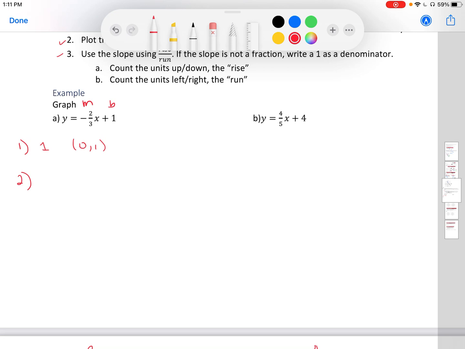Next, we want our slope. We have negative 2 over 3. Now, I always have students concerned about where the negative goes. It doesn't matter if you attach it to the top or the bottom, it still makes your entire fraction negative. So if you want some instruction, always put it on the top. All right, now this tells you your rise over your run.